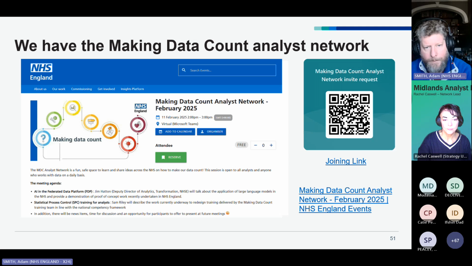And as I mentioned, the analyst network. So this is a joining link, a QR code, and then a joining link. The next one is next week, I think it's Tuesday or Wednesday. I should also say the Analyst Network has been going for about 5 years now, so lots and lots of good stuff on there. All the recordings are on Futures and we've got a session index, so have a look at that. If there's anything you're interested in, you can always watch the recording again. Sign up there. And next week, we are talking about AI in the federated data platform. Everyone's talking about AI, aren't they? If you're interested in that type of stuff, feel free to come along.